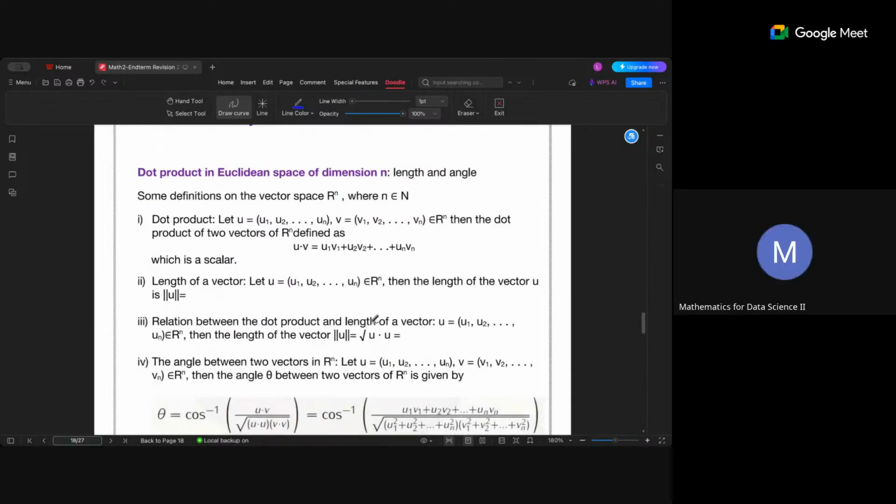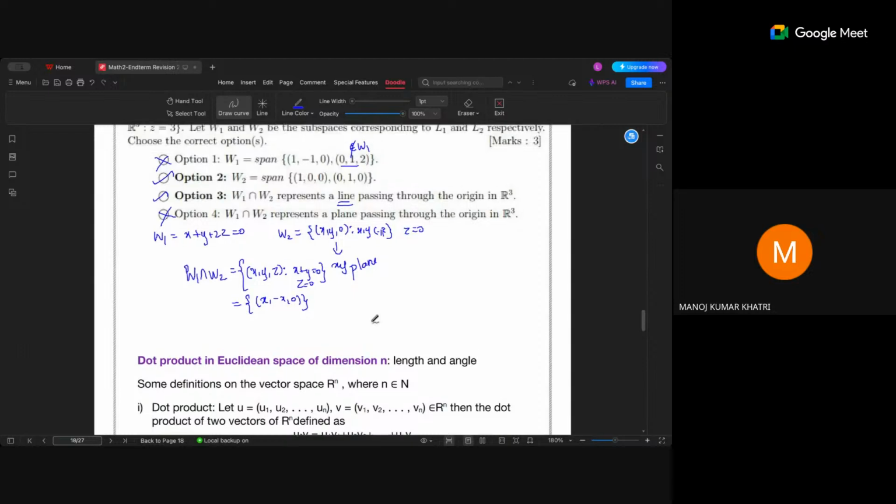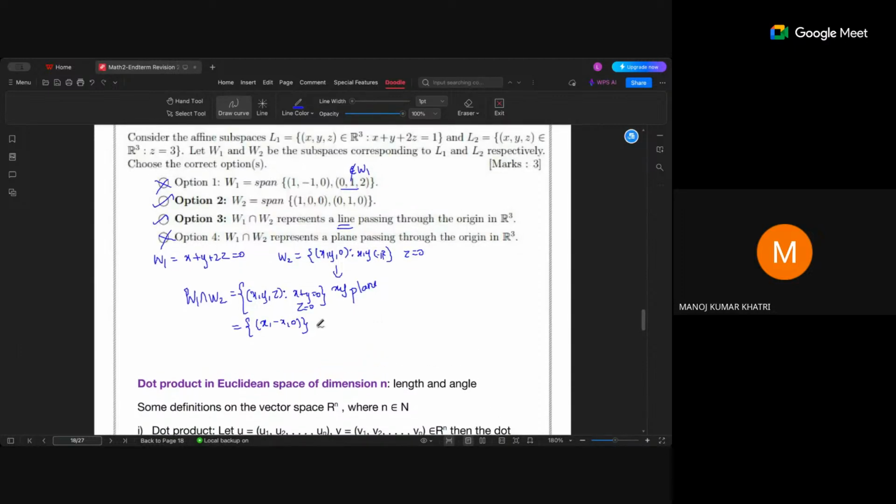Ma'am, sorry to interrupt you, can you just explain option 3 once again? Yes. So here this is x times 1 comma minus 1 comma 0, where x is in R. This means your W1 intersection W2 is spanned by the vector 1 comma minus 1 comma 0. And you know that the span of any non-zero vector in R3 is a line passing through the origin in R3.